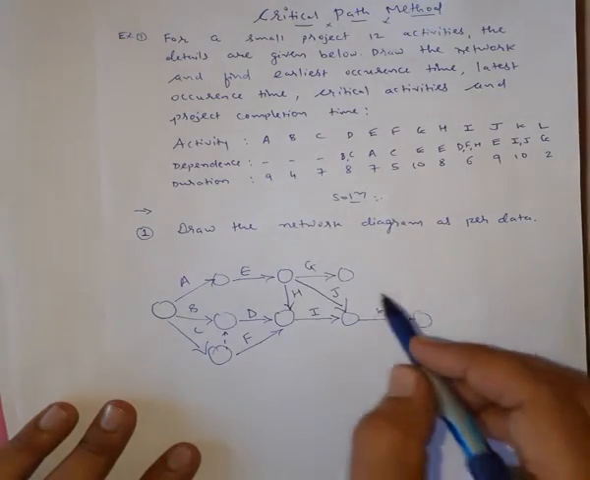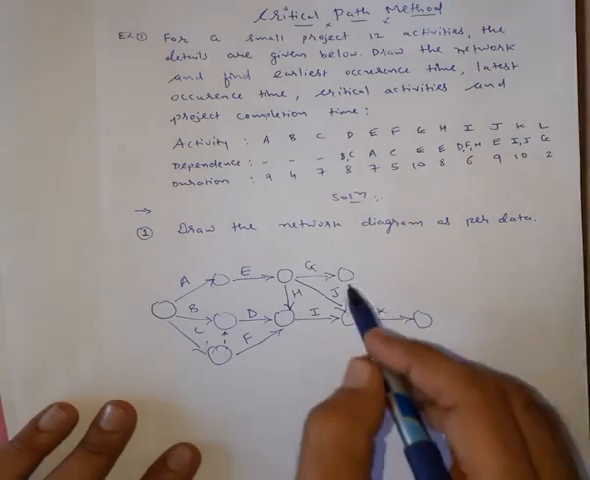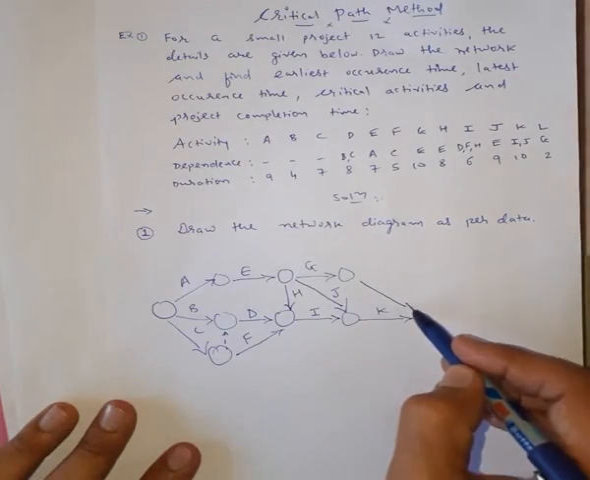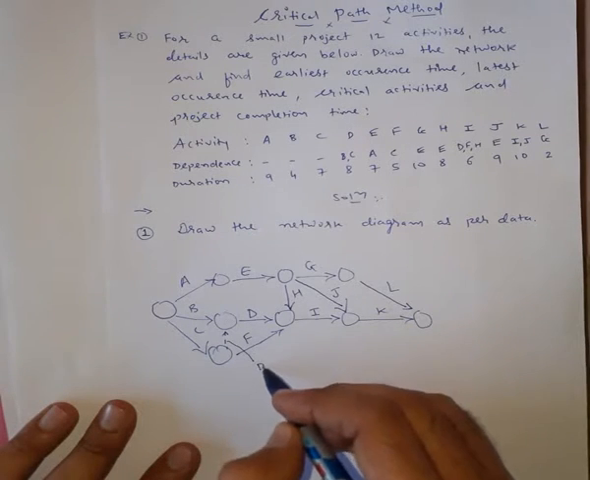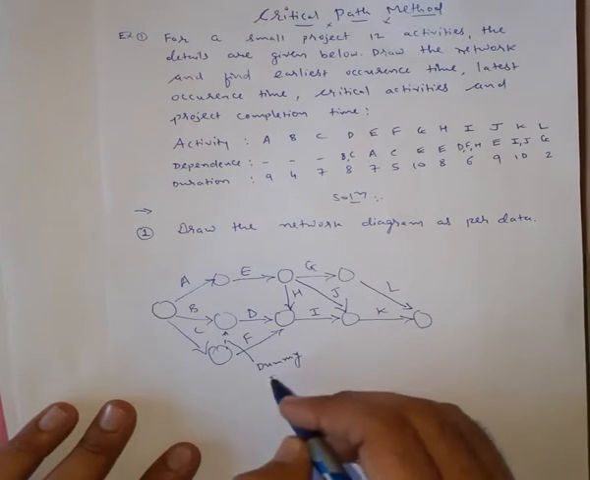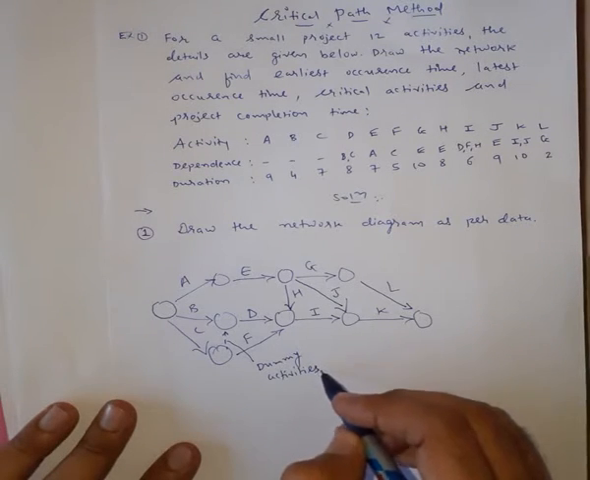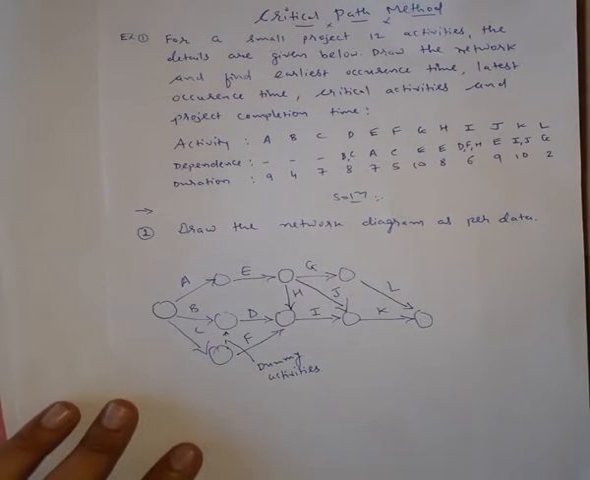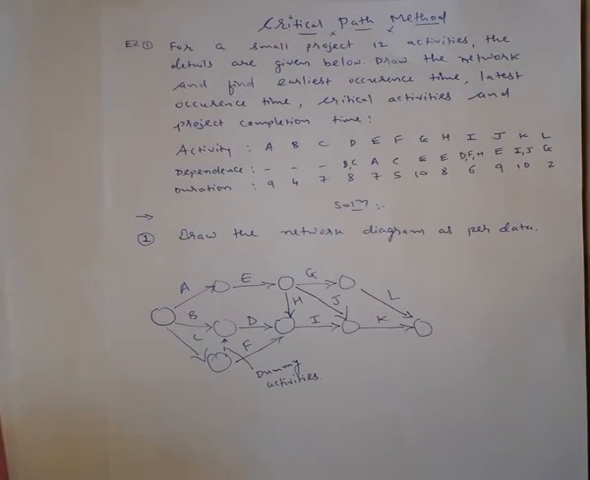Now last activity L. So it depends on the completion of G. So you can see over here activity G is already completed. So we can draw like this. This is activity L. This is our dummy activity. This is just we are adding for the satisfaction or for fulfilling our requirements. So this is how dummy activity is added, and this is how the network is drawn.